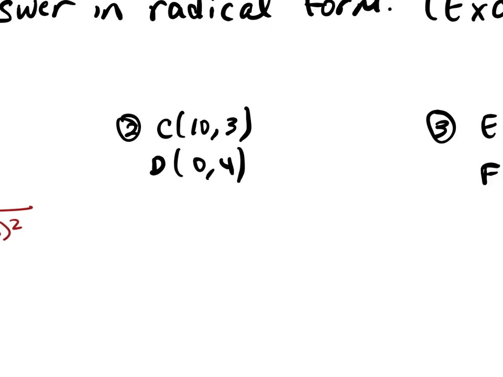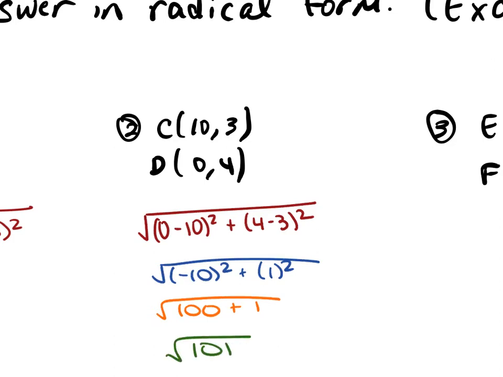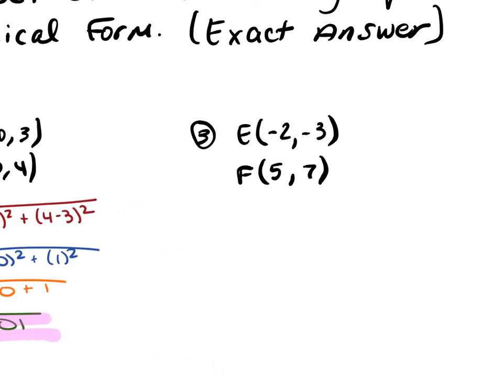For 2, we have point C, which is 10, 3, and point D, which is 0, 4. So we're going to do the square root of 0 minus 10 squared plus 4 minus 3 squared. The 0 minus 10 squared is -10 squared, and the 4 minus 3 is 1 squared. So 10 squared is 100, plus the 1 squared is 1. 100 plus 1 is 101, so that's just the square root of 101. Again, we're keeping this in radical form. If you could simplify these radicals, you would do so, but with these ones that we're going over, you cannot, so that's why we're leaving it in radical form.